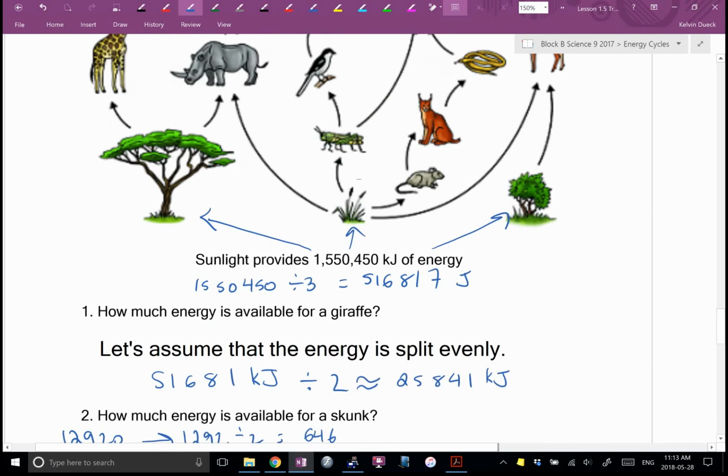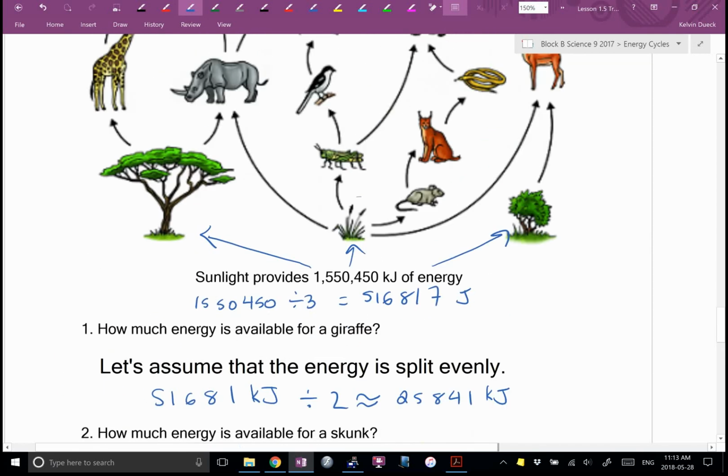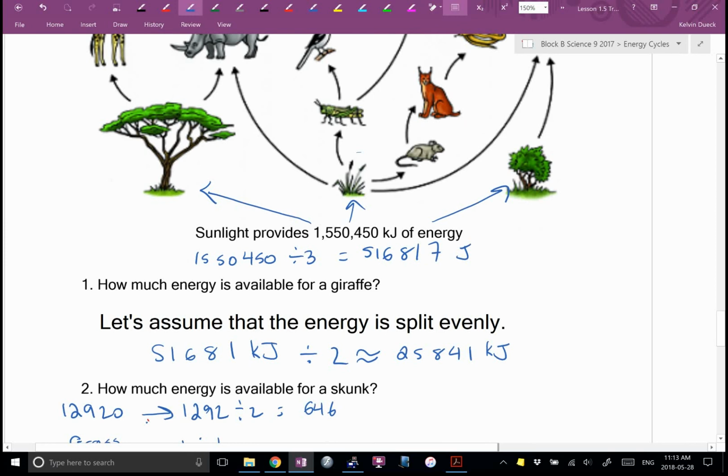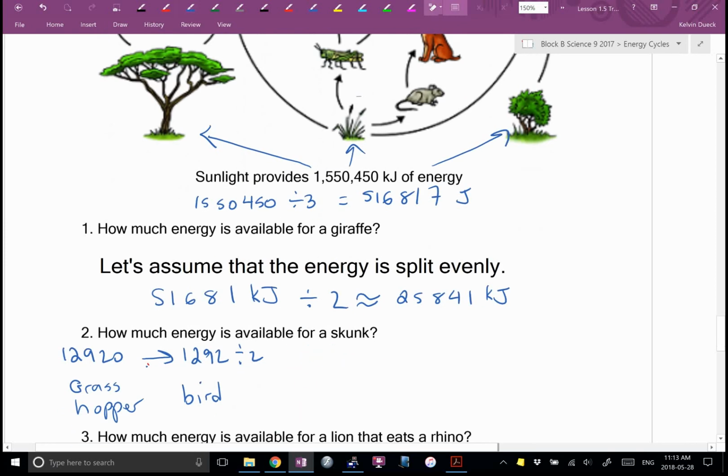What level is that? That's the bird? No, that's the... yeah, that's the bird still. Right? Now, skunk. 65? Sure.